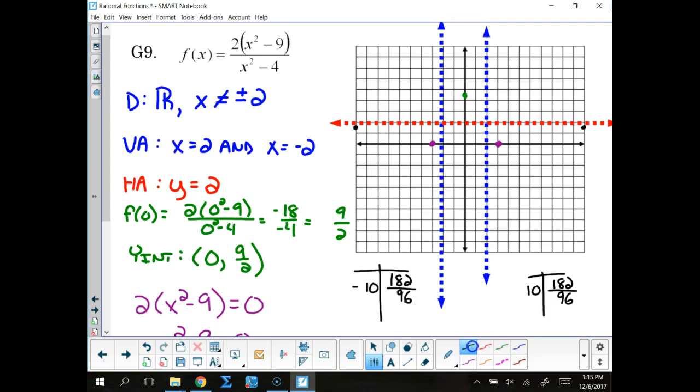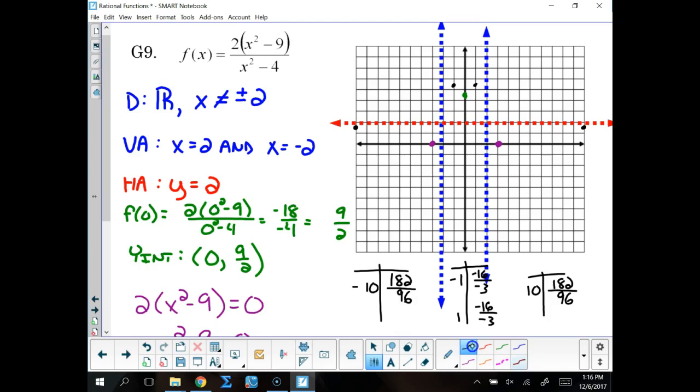Do I have enough points on the left side and the right side? I would agree. Okay. So now I just got to look in here at negative 1 and at positive 1. If I put negative 1 in there, negative 1 squared is 1, minus 9 is negative 8, times 2 is negative 16. Negative 1 squared is 1, minus 4 is negative 3. Negative 16 divided by negative 3 is 5 1/3. 1, 2, 3, 4, 5 1/3. If I put in positive 1 in there, again I get negative 16 divided by negative 3.